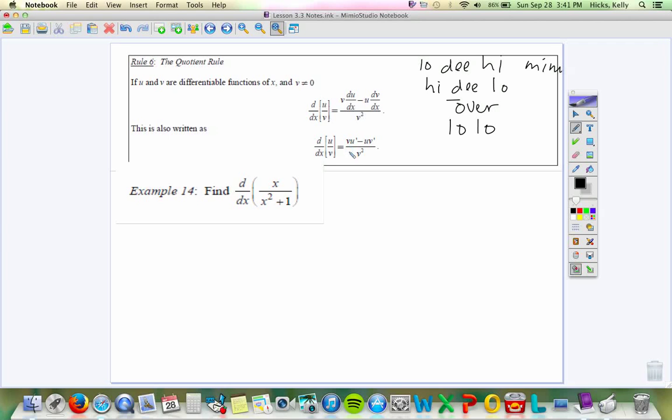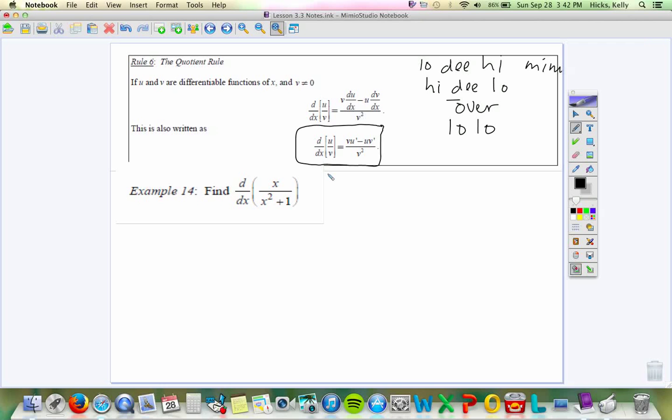Low d high. That means the bottom one, the lower function, the bottom function. That's the v function. v is the lower one, the bottom one. So it's low times the derivative of the top one, minus high times the derivative of the bottom function, over low low, which is low times low, which is low squared. Okay, I am going to use this.